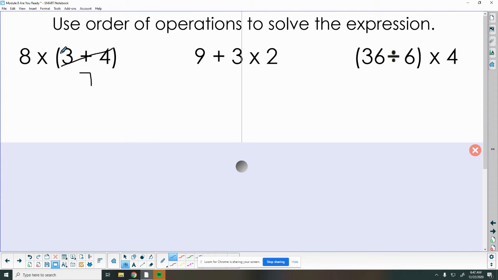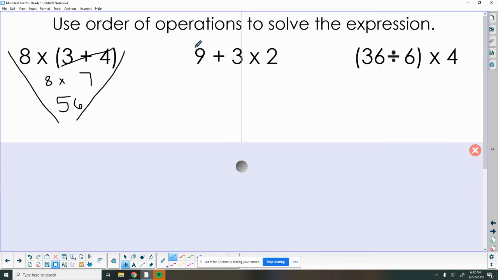I know these ones are short, but we're going to be using a lot longer ones. So if we can practice this strategy now, we will help ourselves in the long run. And then bring down anything else. So times 8. So 8 times 7 is 56. So I like to call it funneling down to get that answer.